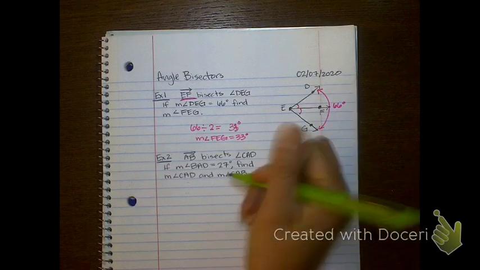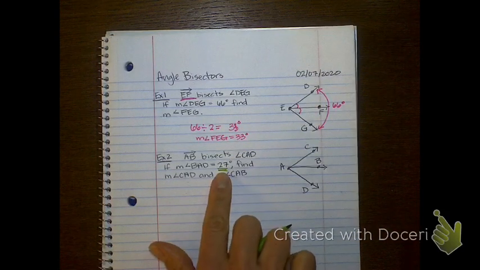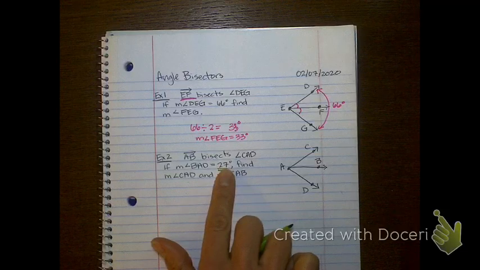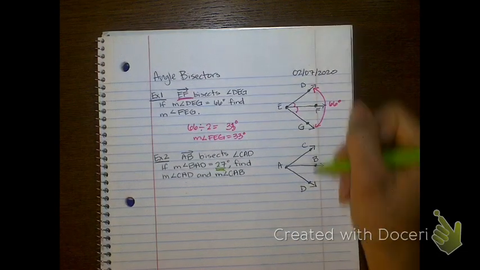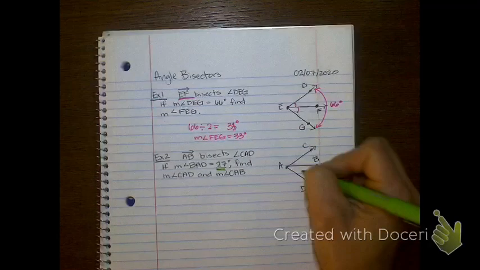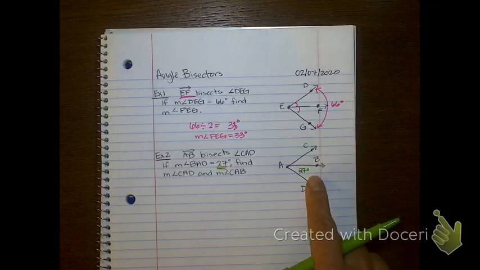They gave you some information here. Where does this information belong in the diagram? Which angle is 27? Is it the whole angle? Is it the top? Is it the bottom? It's this one, right? It's right here. Does that make sense? Okay.